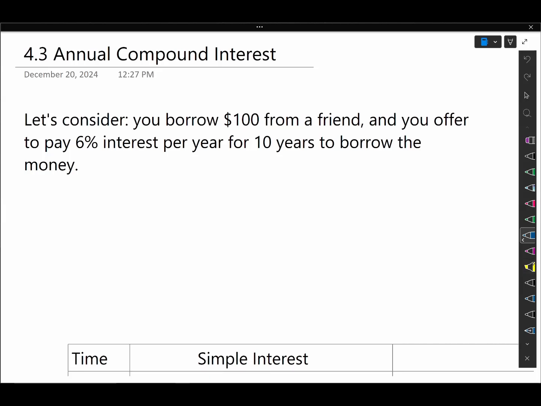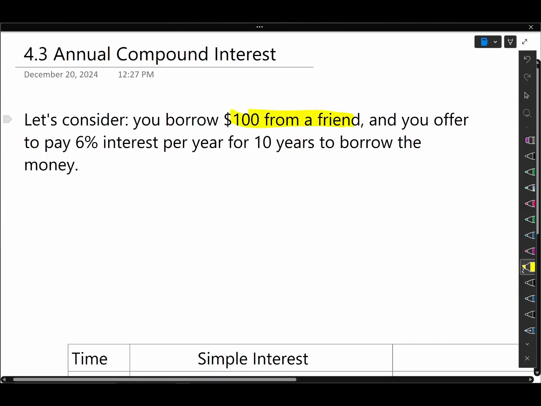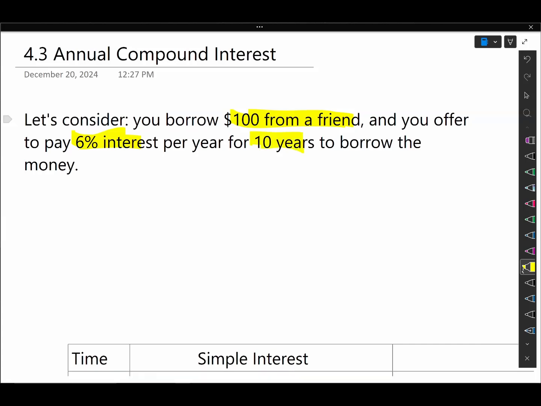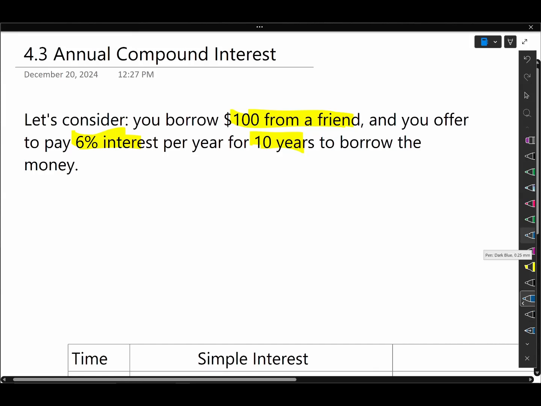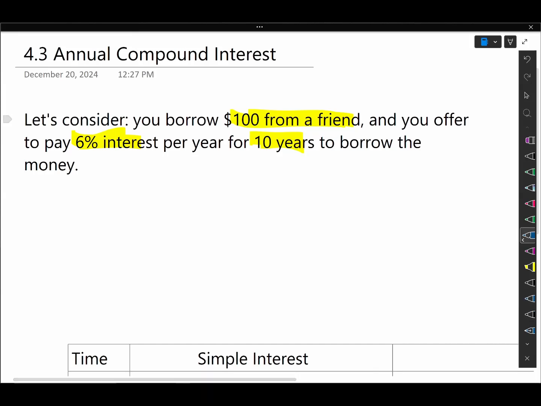Now, we'll start off. You are borrowing $100 from a friend, and you offer to pay 6% interest every year for 10 years to borrow that money. Now, if you're borrowing this money from a friend, this 6% interest, really you're looking at 6% of 100. Now, in math, the word of means multiplication. So 6%, which we know how to write as a decimal, is 0.06. So 6% of $100, well, that's going to be working with 0.06 times 100. I could throw that into my calculator. I end up with $6.